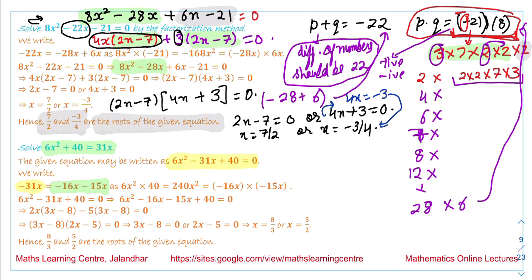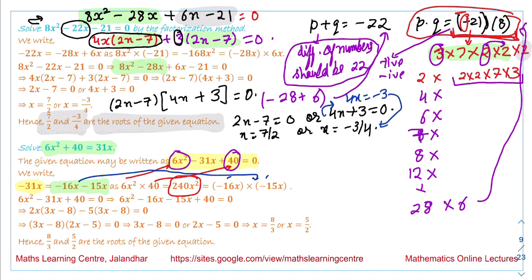So that 6x square into 40, that is 240x square, and that is equal to the product of these two terms, that is minus 16x into minus 15x. The main part in these questions, when we are talking about factorization, is to find these two numbers which satisfy these values. Now in this question, the product of two numbers is positive.